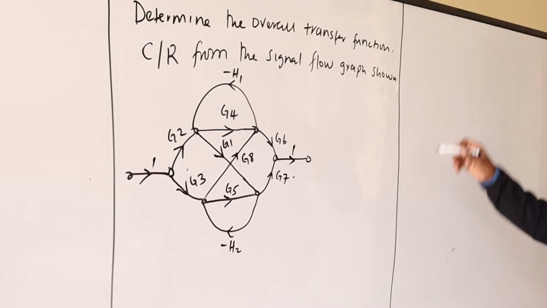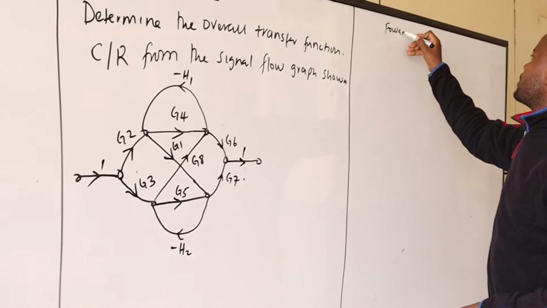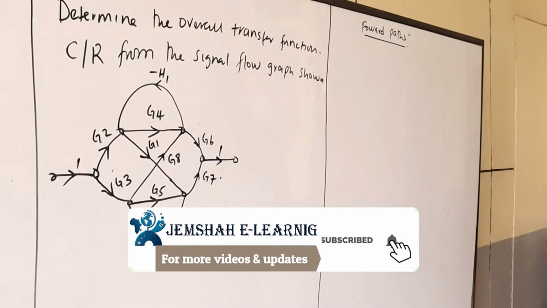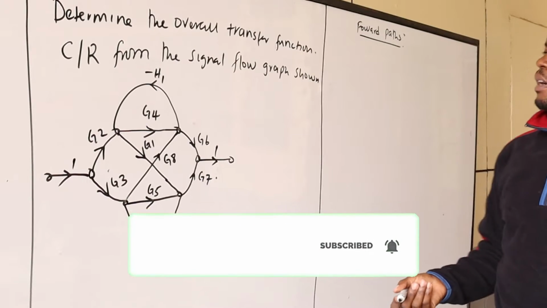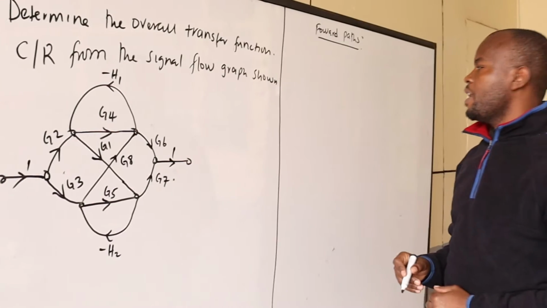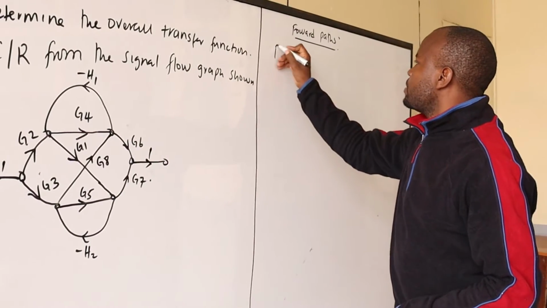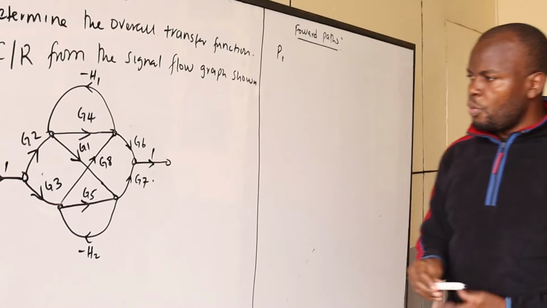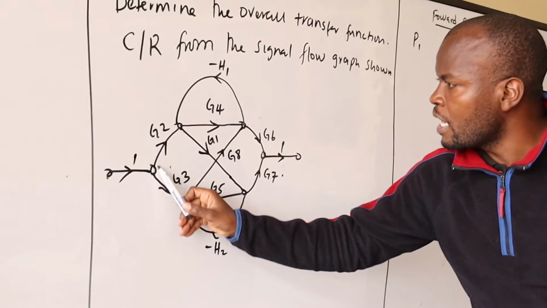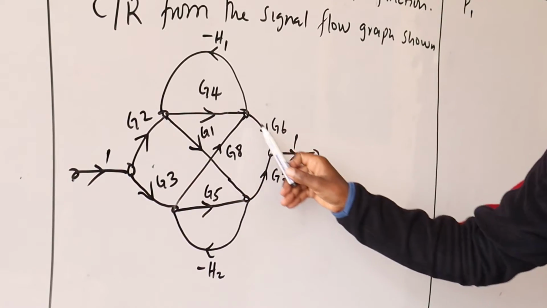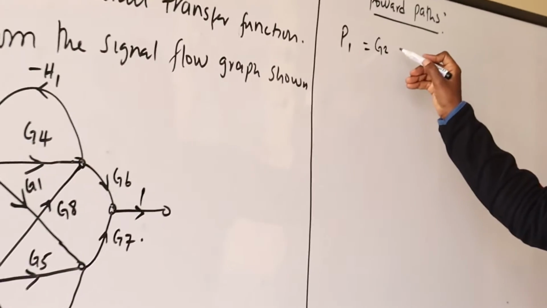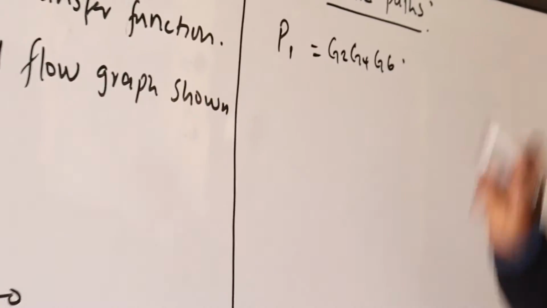So we are going to identify the forward paths. Each one has to start from the input and end at the output without changing the direction of the arrow. We can name the paths P, so we can talk of path 1. There is the input here, then it can go through G2, G4, G6. So our path 1 is G2, G4, G6.